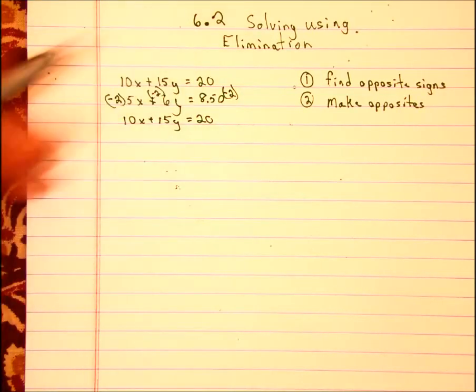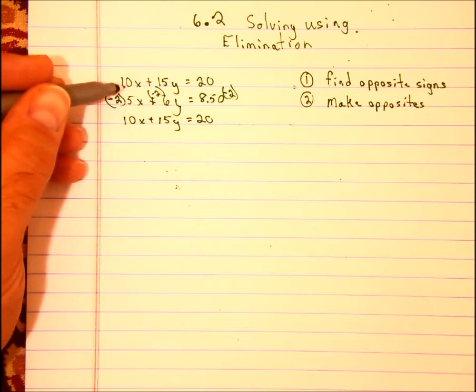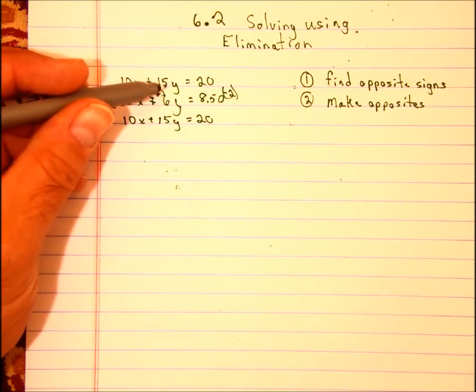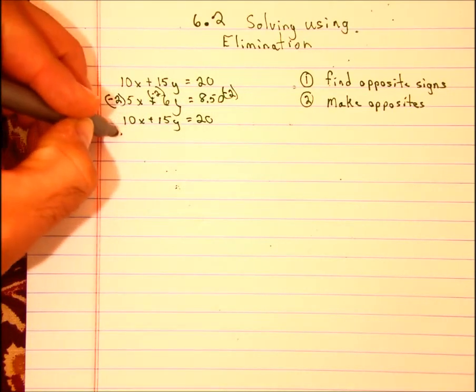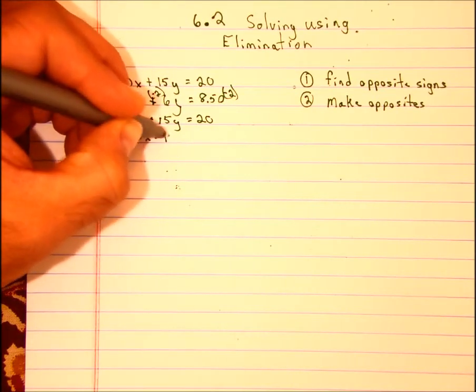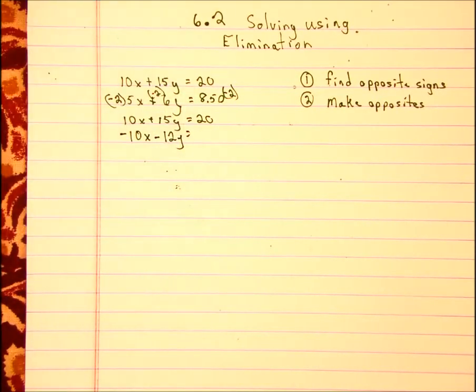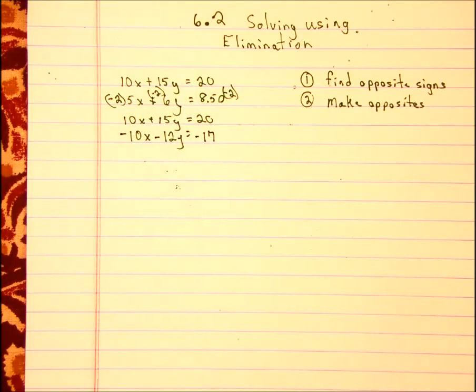Now you can make either one opposite, but make it easy on yourself. Make the one that's easier to do. The opposite of 10x, 5 can get into 10 really easily. 6 does not go into 15. 6 goes into 30, so you'd have to change both equations. We don't want to mess with that. Try to do the easiest. So this would be negative 10x, negative 12y, and 8.5 times negative 2 is negative 17. Okay?